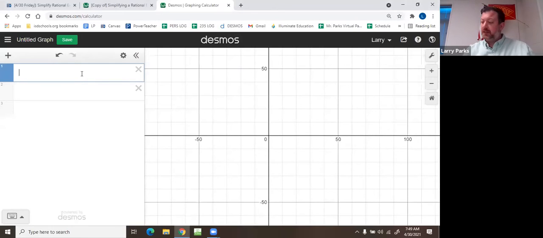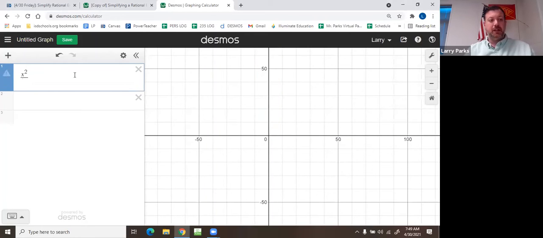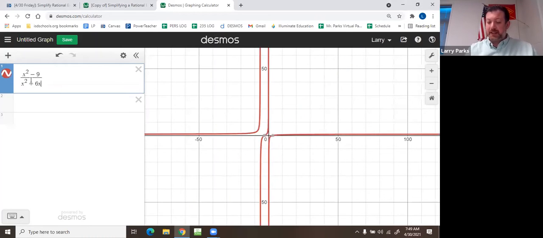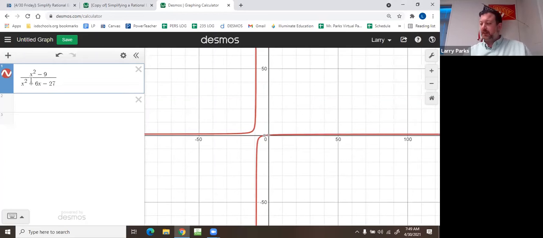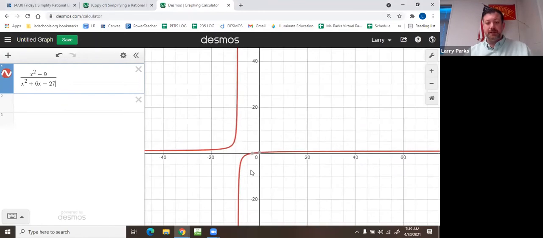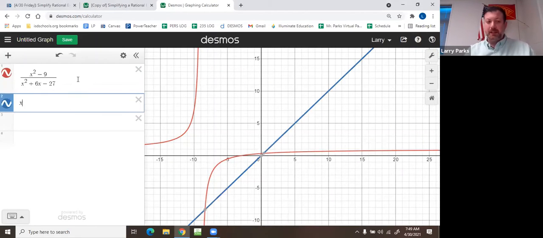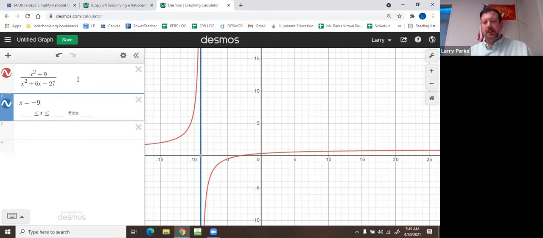So here's Desmos. I have x squared, and on bottom, oh, that was x squared minus 9. Down here, I have x squared plus 6x minus 27. And I want to show you what's going on here. So if I type in x equals negative 9, I have what's called a vertical asymptote.